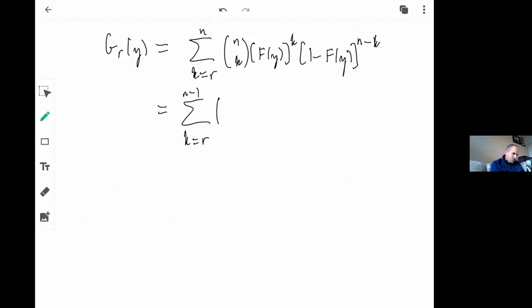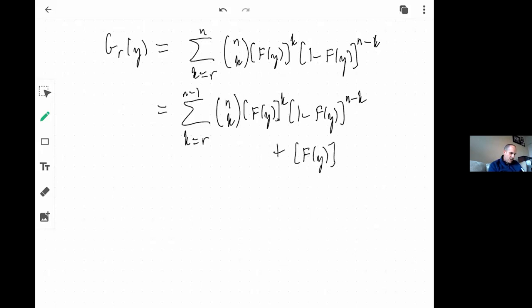Let me finish writing this, the terms that aren't going to get peeled off here: 1 minus F of y to the n minus k. And this is going to be plus, what is the last term? Well, it's the k equal to n term. The 1 minus F of y factor is gone because it's raised to the 0 power, and it's n choose n, which is 1. So it's going to be F of y to the n power.